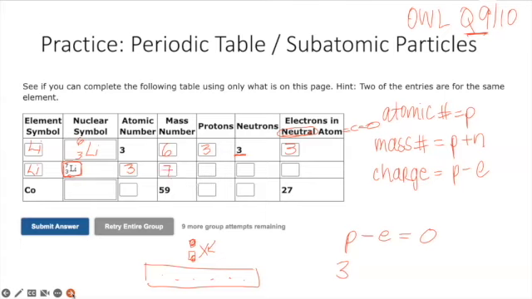Now, if it's lithium and its atomic number is 3, it always has to have 3 protons, right? Because this category equals this, and lithium is always going to have 3 protons. That's what makes it lithium.